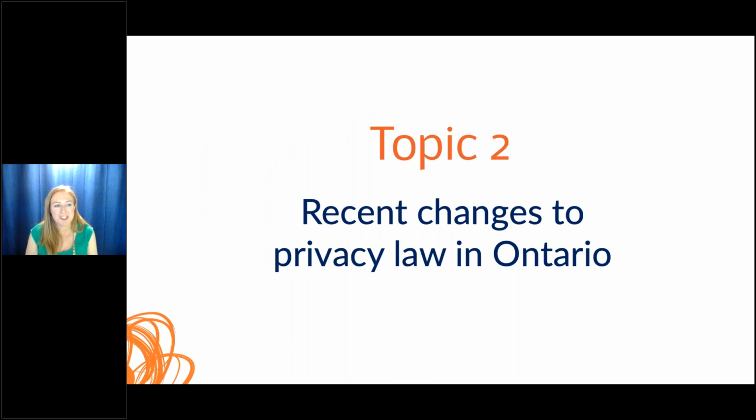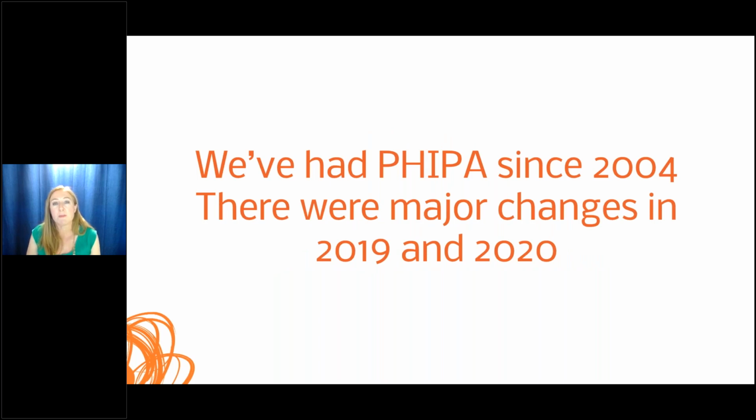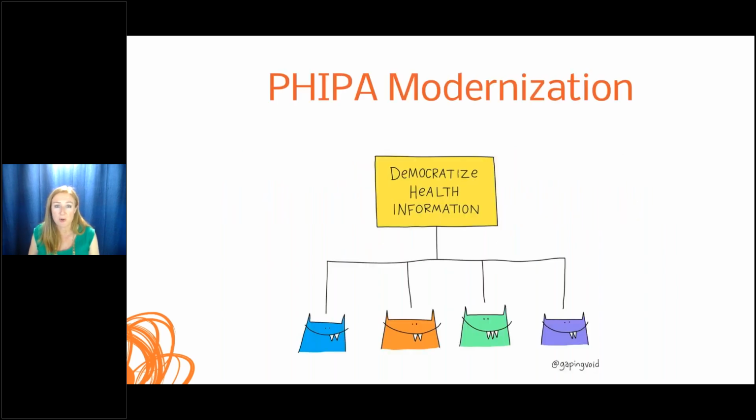Let's move on to recent changes in our privacy law in Ontario. So we have had the Personal Health Information Protection Act since 2004. It's not new. So any of you are like, oh yeah, there's that new privacy law. No, it's not new. We've had it for a really long time. But what you might be thinking about is that there have been some recent changes to our health privacy rules and our law that all regulated health professionals need to know about.